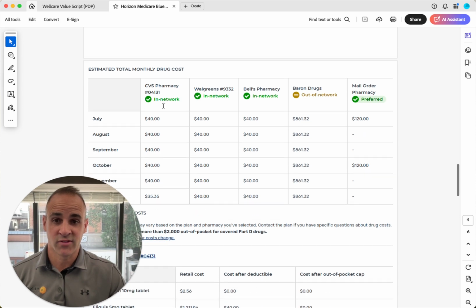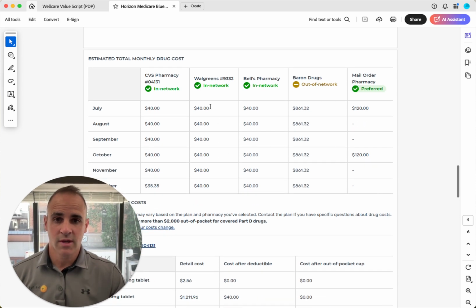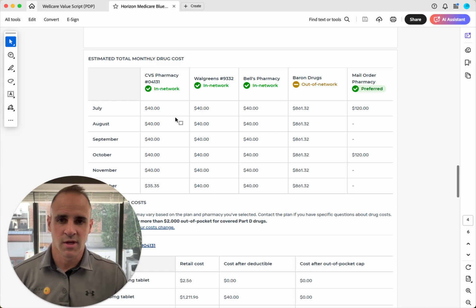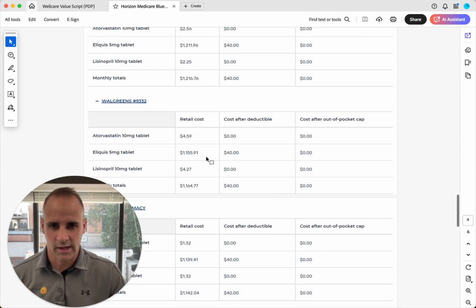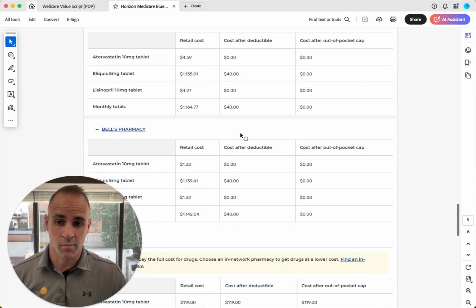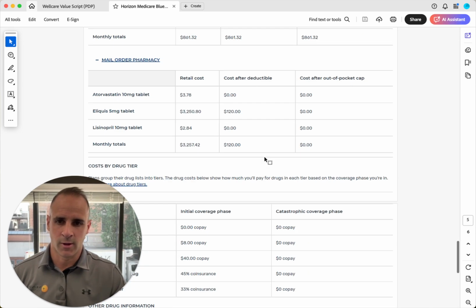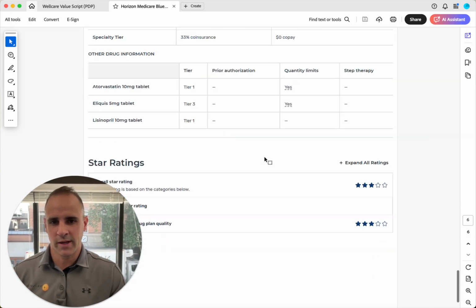And you can see next is the total monthly drug cost, which you'll see that $40 a month for. It's really going to be the Eliquis that costs the $40 a month. You'll see at CVS, the other 2 drugs are 0. Eliquis is $40. Same thing at Walgreens. So it's $40 a month for that drug, which is a great deal for a drug that's retailing now for about $1,200 a month.